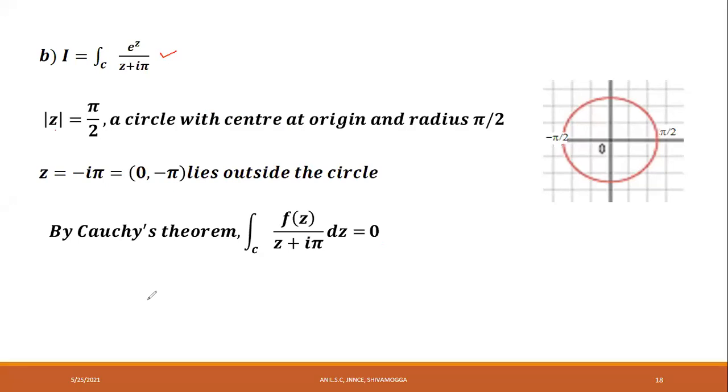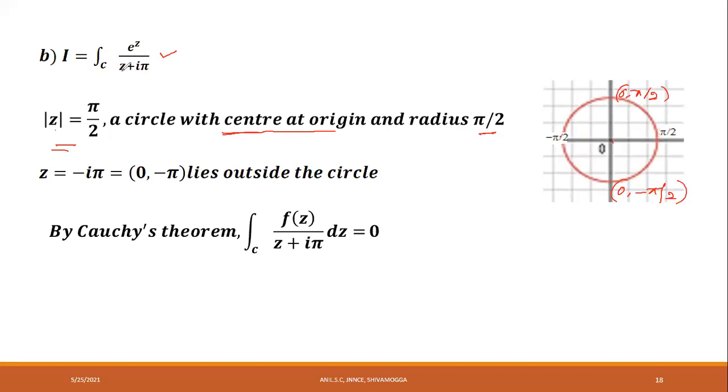It again represents a circle. And what kind of circle? A circle whose center is at origin and radius pi by 2. Construct such a circle whose center is at origin and radius pi by 2. Therefore, this is pi by 2 comma 0, this is minus pi by 2 comma 0, and this is 0 comma pi by 2. And this point will be 0 comma minus pi by 2.